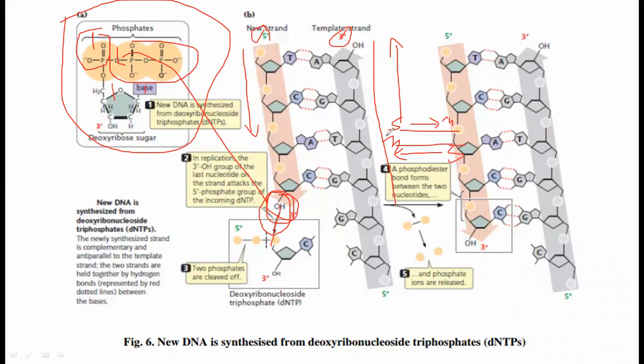Am I right? Because addition of nucleotides will be only at the 3 end. Addition of the nucleotide will be only at the 3 end. Here, addition of the nucleotide will be here, and because the 3 end is here in the newly synthesized strand, the addition of nucleotide will be here because the 3 end is at the bottom.